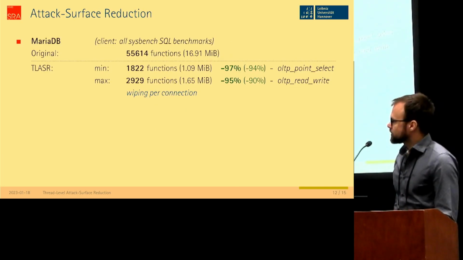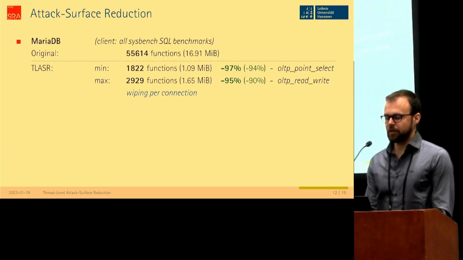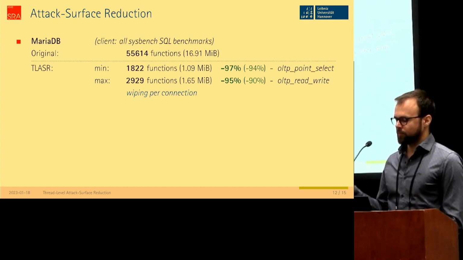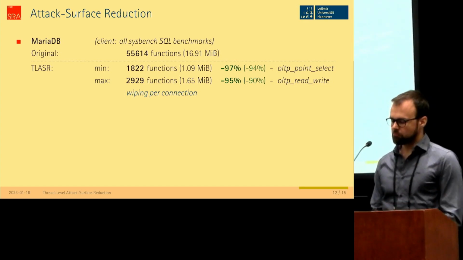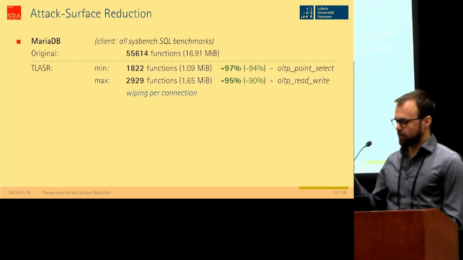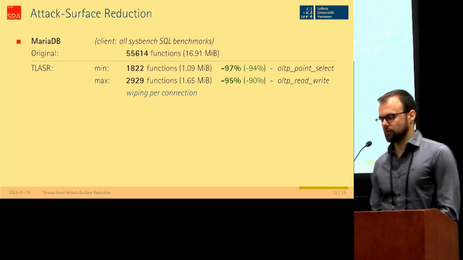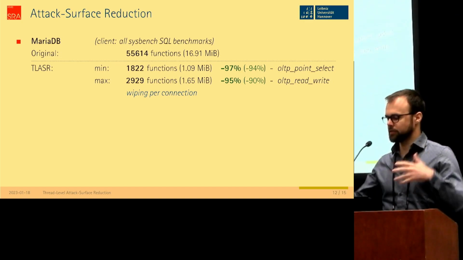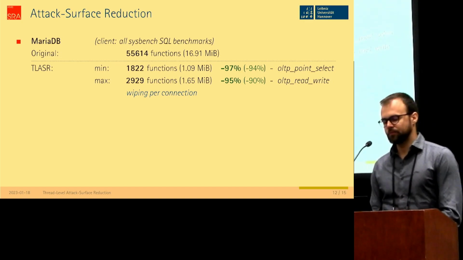So how does it perform? For MariaDB, we see that we can eliminate a significant amount of code, depending on the benchmark from 95 to 97% of all functions, of course also including the main executable and the libraries.